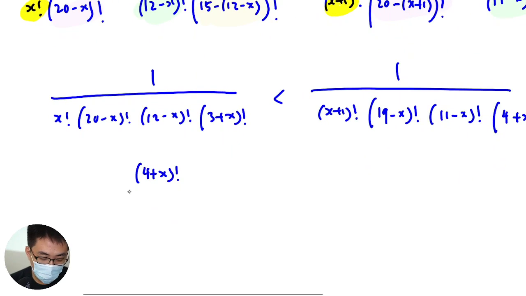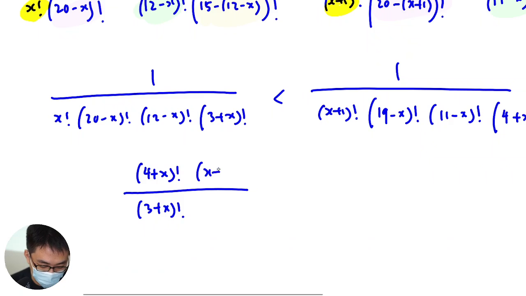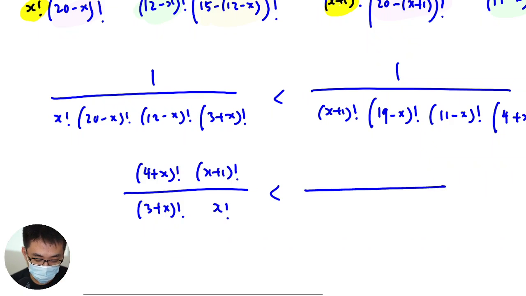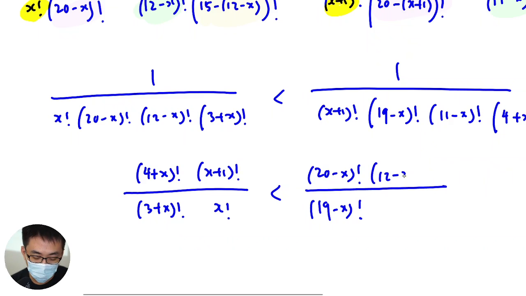So I'm going to move this about. This is 3 plus x factorial. Then I have x plus 1 factorial. I just moved the larger one on top. So this is 20. You don't have to follow my way, but usually you follow it because it's easier, okay? I just moved the larger term on top so that you can see the larger one is on top.